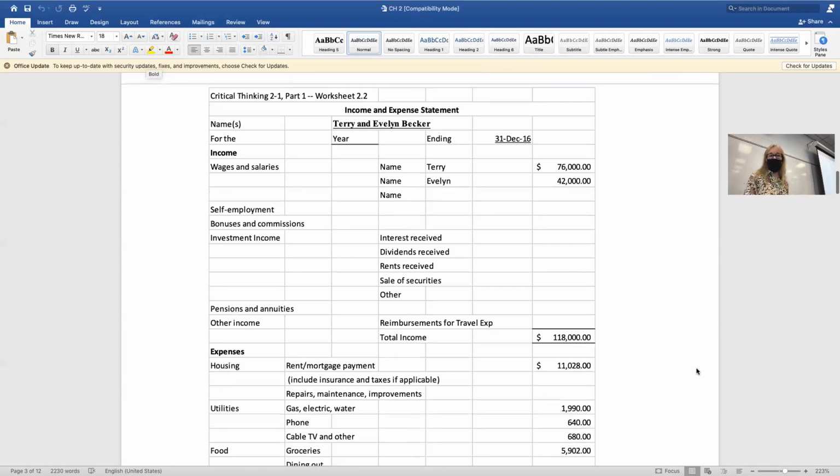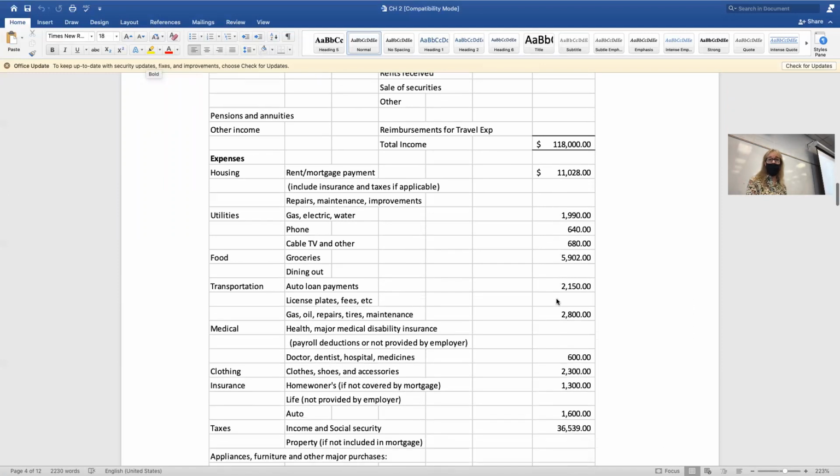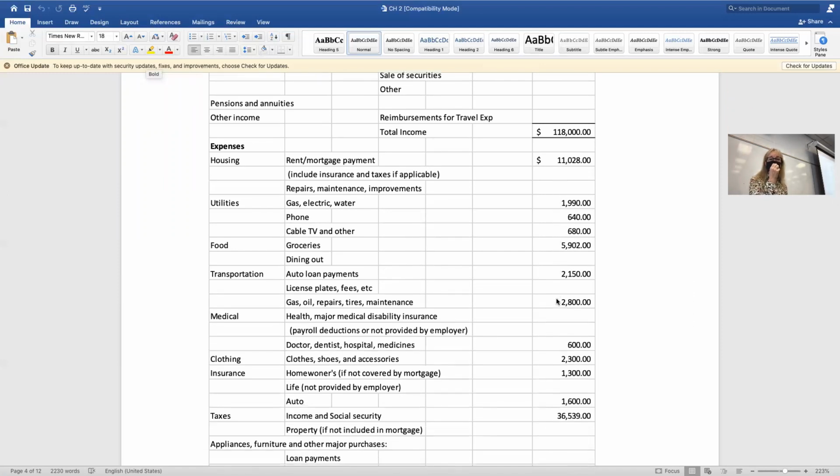Okay, here's their income statement. So here's their gross income here, their salary and their wages. So their total income is you just added up their gross salary and wages. And then here's their expenses. So here's their mortgage payment. And I think that includes property taxes. Yeah, it does. So that's their mortgage payment.